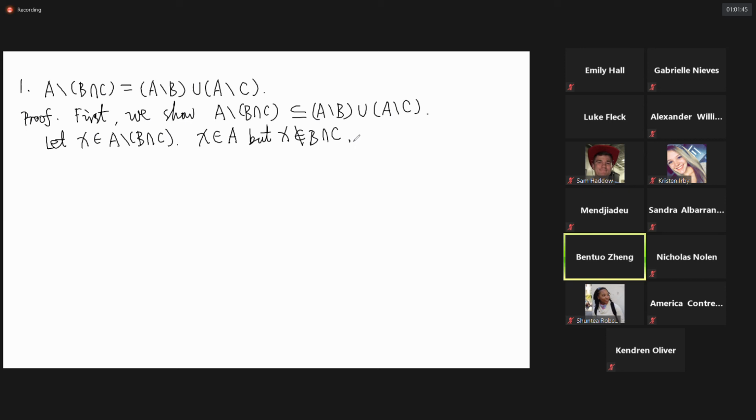So X is in A, but X is not in B intersect C. All right, but what is the meaning of the second one? The first one is easy. X is in A is clear. But what is the meaning of X is not in B intersect C?